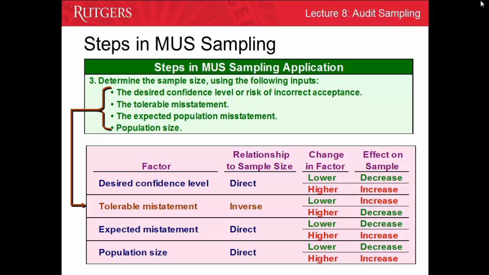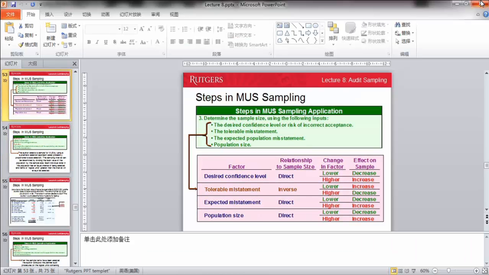For the population size, in MUS, it is directly related to sample size, because MUS populations are made up of individual dollars. Populations tested with MUS are usually large. Also, the auditors can use the attribute sampling table to calculate the sample size, or use software like ACL to calculate the sample size. Now I'm going to show you how to use ACL to calculate the sample size.